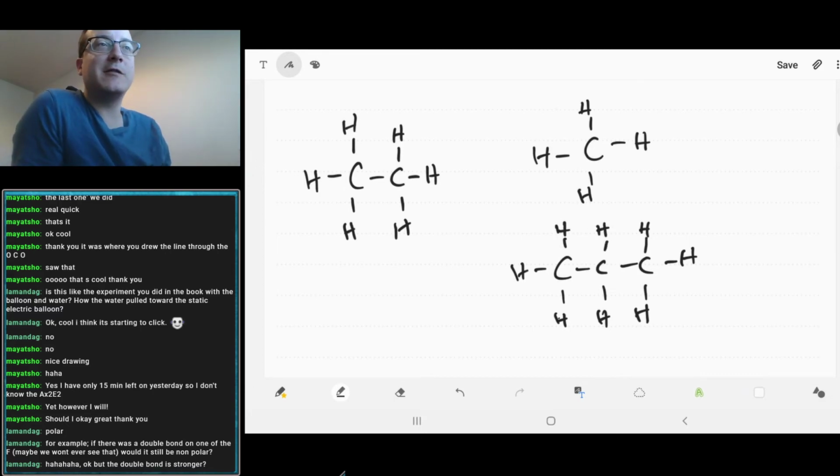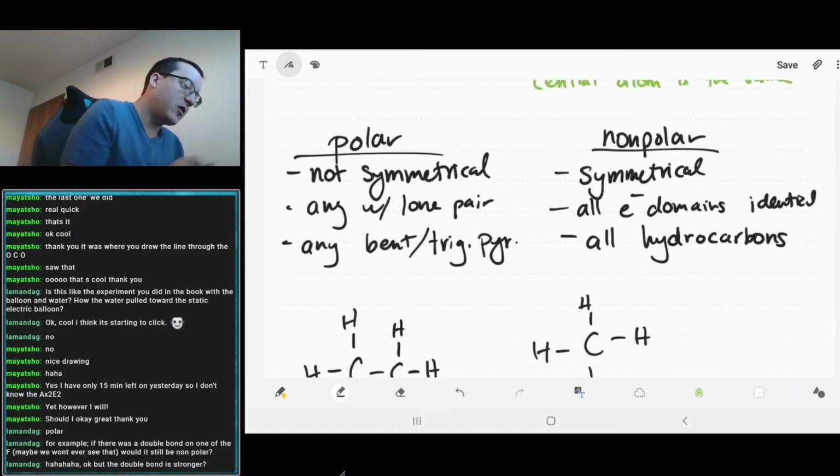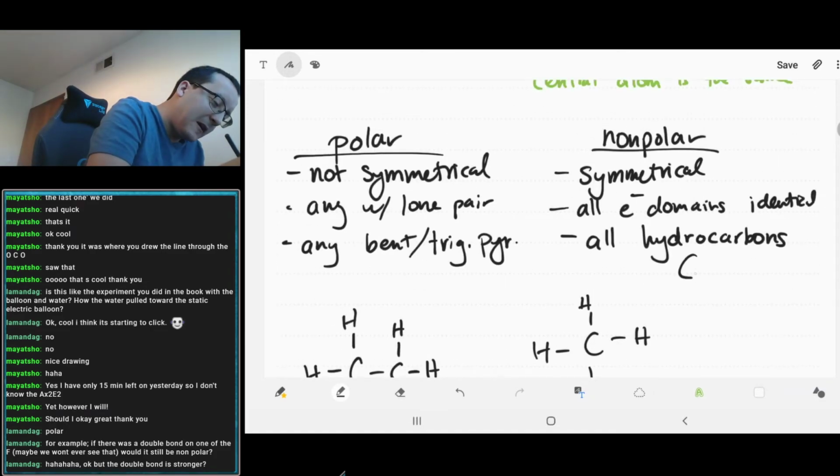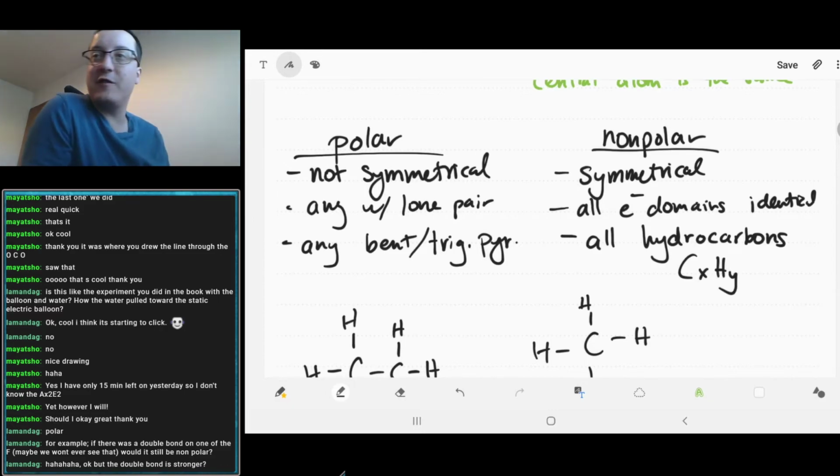And go ahead, look at all these hydrocarbons we've got here. Double bonds are stronger, yes. We're going to see that those are harder to break because essentially you're breaking 2 bonds instead of 1. So look at all these lovely hydrocarbons. They're totally symmetrical. Hooray. So all of our hydrocarbons, anything made of carbon and hydrogen in whatever amounts, will be nonpolar as well.